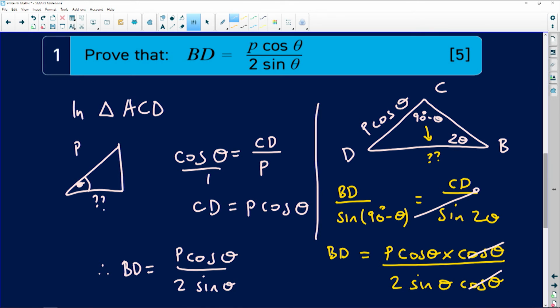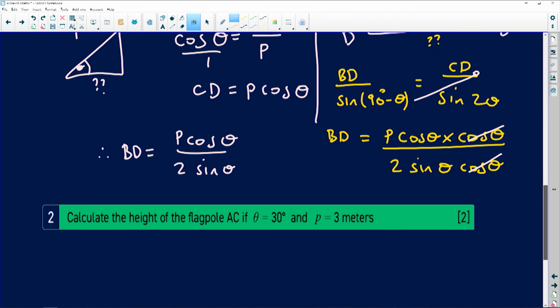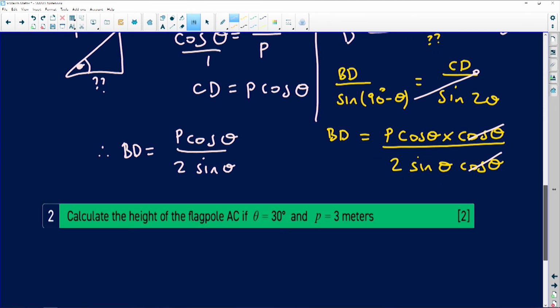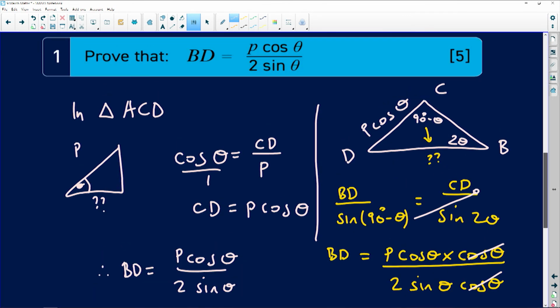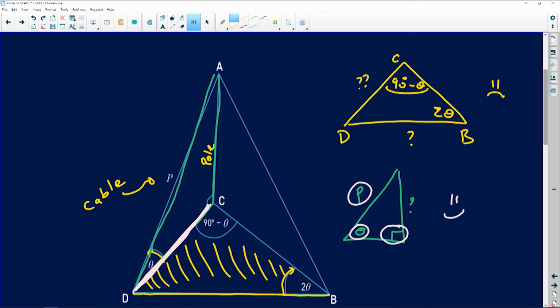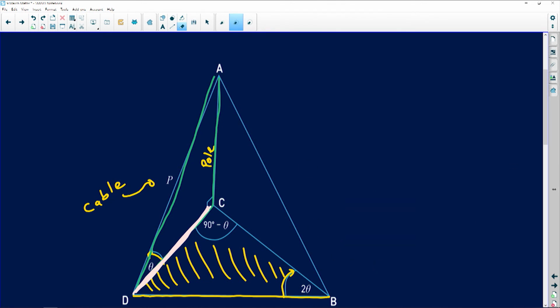Right. Now, in conclusion, the last part of the question, we are asked to calculate the height of AC, the flagpole, if theta is 30 and if P is 3 meters. So theta is 30 degrees and P is 3 meters. Let's go back and see what we can do here. If we clean that up, we want the height of the pole.